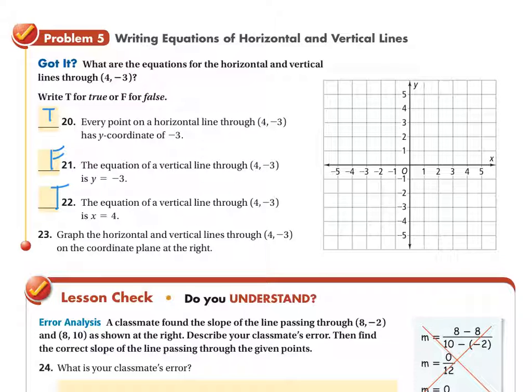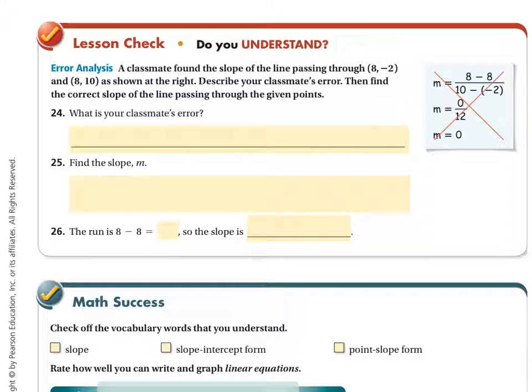All right, let's do the lesson check. Okay, in this last section, a classmate found the slope of the line passing through the point 8, -2 and 8, 10 as shown at the right. Describe your classmate's error and then find the correct slope of the line passing through the given points. So let's look and see what they did.